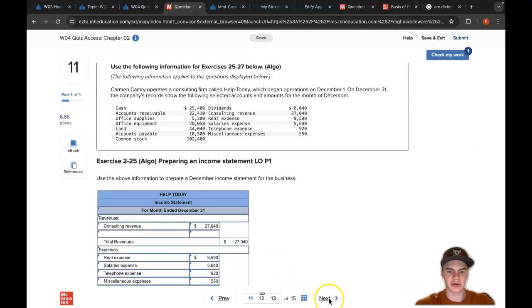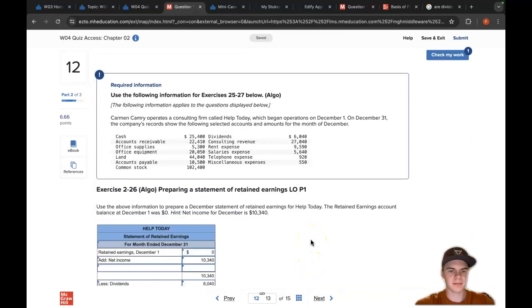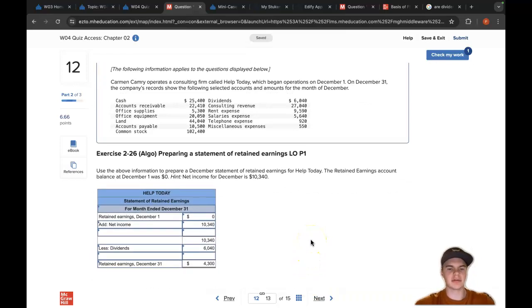Let's move on to number 12. Okay, so for this one, it's given us this information right here, and it's wanting us to create a statement of retained earnings. The two things that really go into this are our net income and our dividends. The first thing you'll want to do is note that the statement of retained earnings is for the whole month, so it'll be for the month ended December 31st. So make sure you select that.